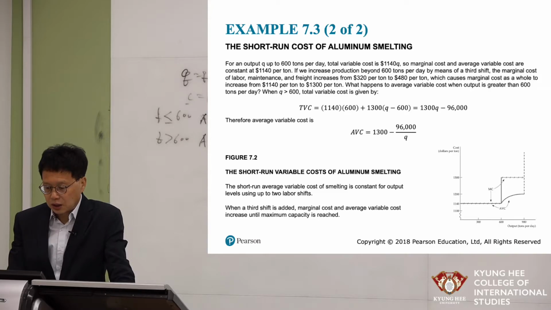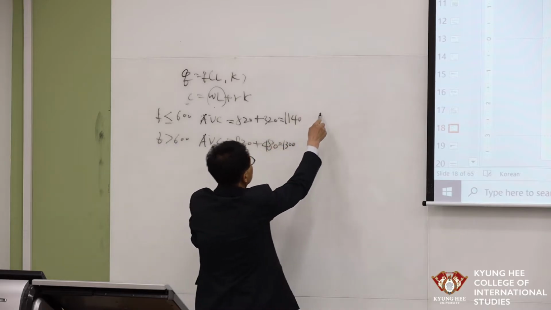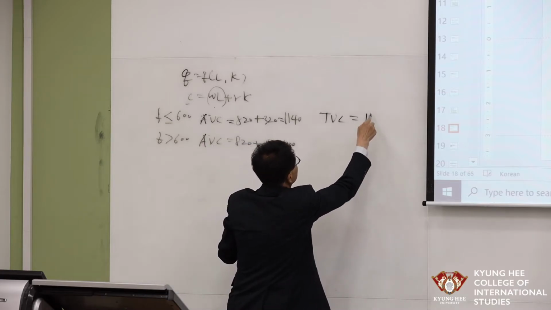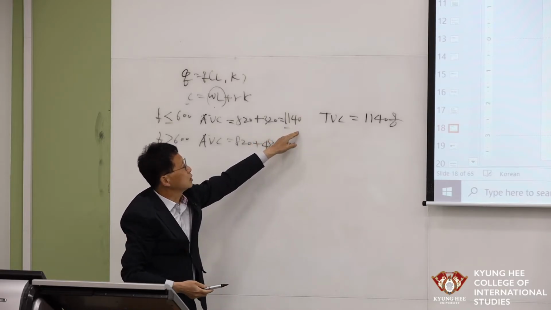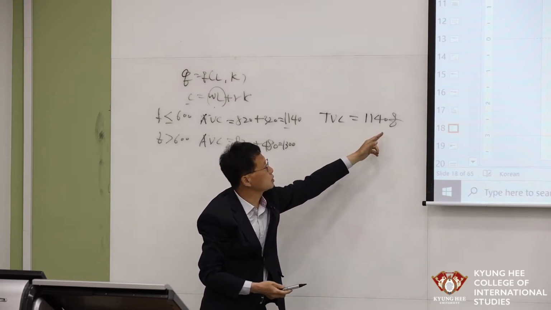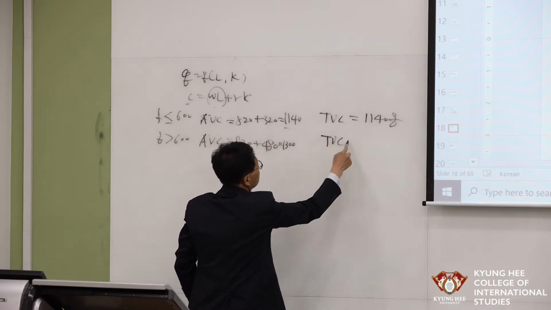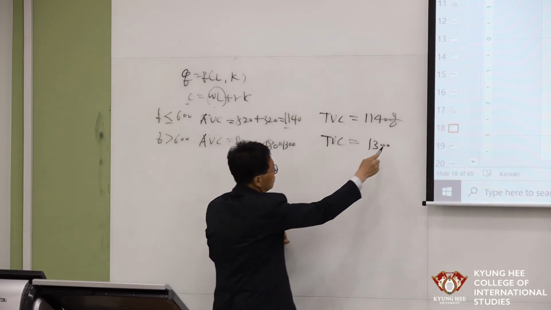Then next slide, for an output Q up to 600 tons per day, total variable cost is, then average variable cost is this one. Then total variable cost when production is less than 600 is like this, because average variable cost is like this, right? And no fixed cost, no sunk cost. So total variable cost is like this. Similarly, when Q is higher than 600, total variable cost is like this, right?